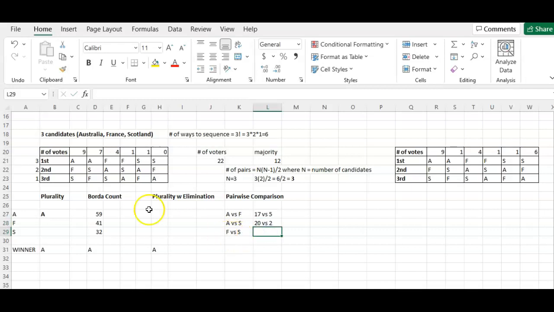And now let's do F versus S. F is above here, 9. Add 4 to that is 13. 14. That's it. And now where is S above F? 7. And 1 is 8.